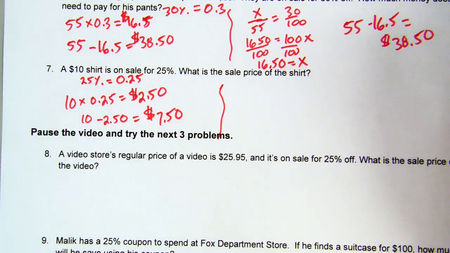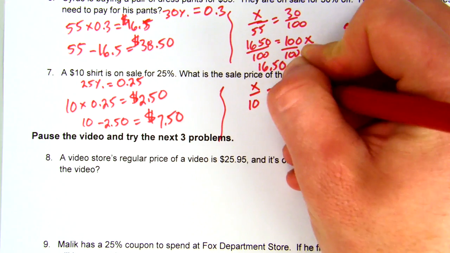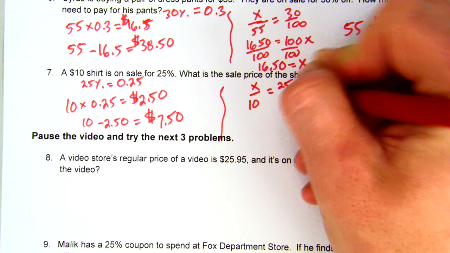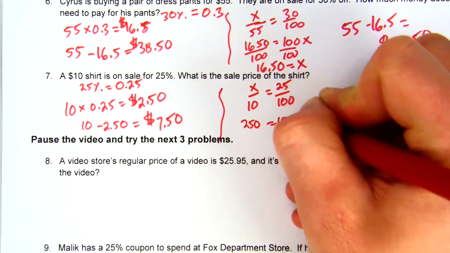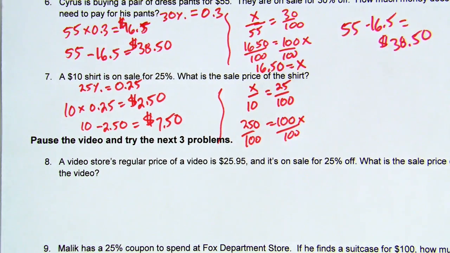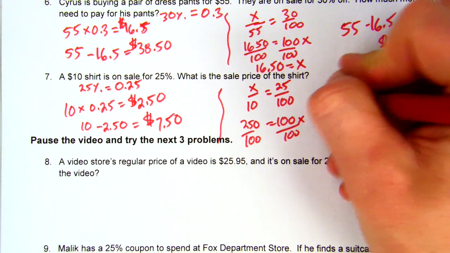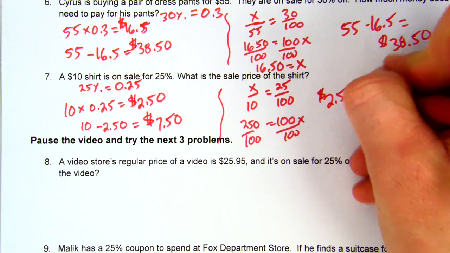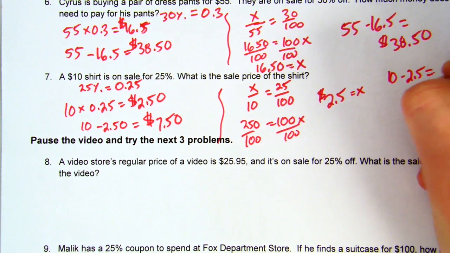If I do my proportional method, discount amount over the original price of 10, 25% off over 100, cross multiply, and I get 250 is equal to 100x. Divide by 100 on both sides, and I get $2.50 is my discount amount. 10 minus 2.50 equals $7.50.